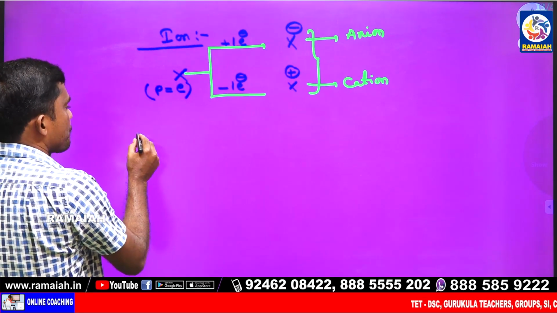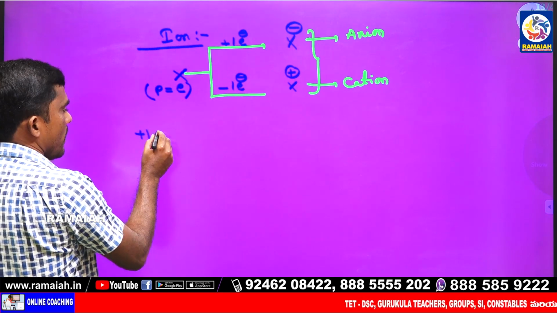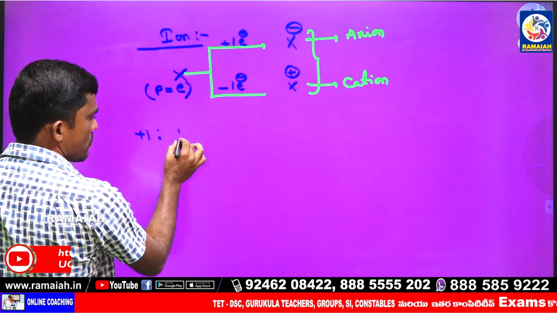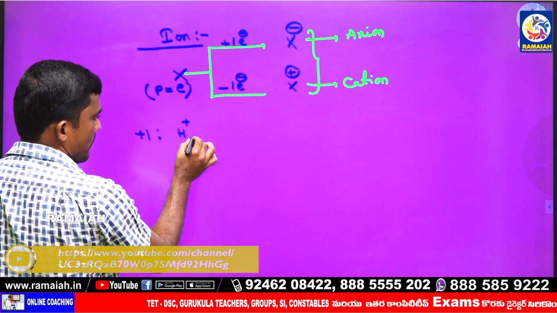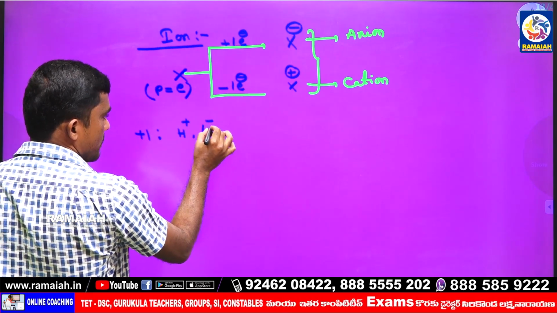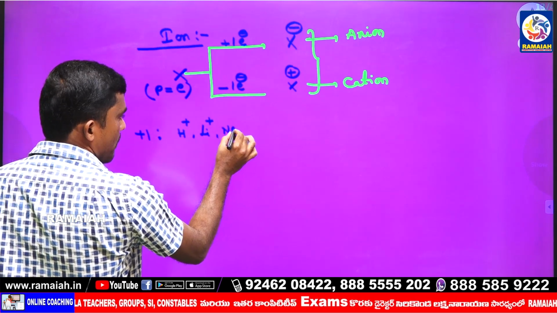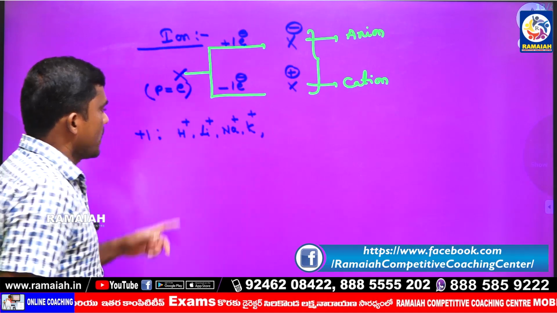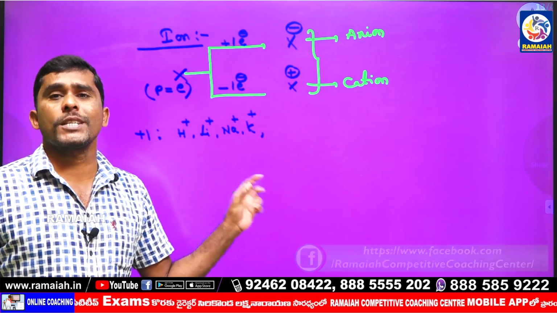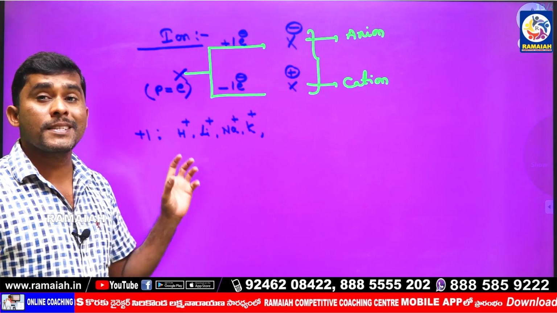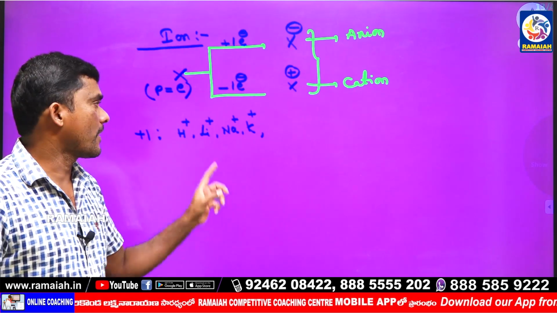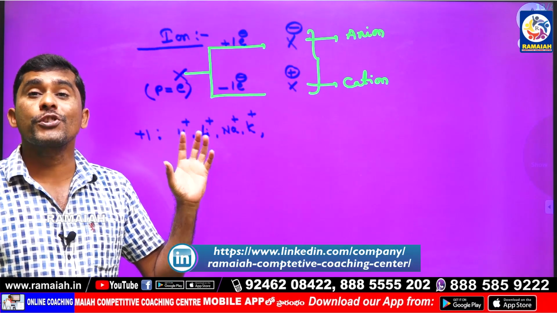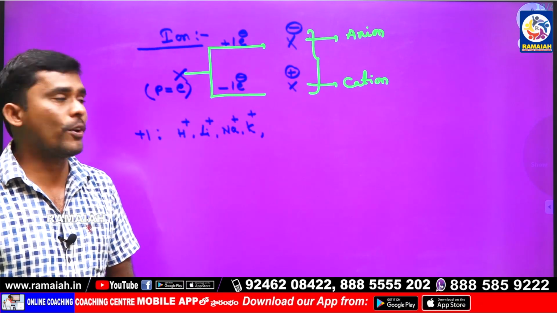First one is unipositive ions. Example, H plus, Li plus, Na plus, K plus. H plus means hydrogen ion. Li plus, lithium ion. Na plus, sodium ion. K plus, potassium ion.